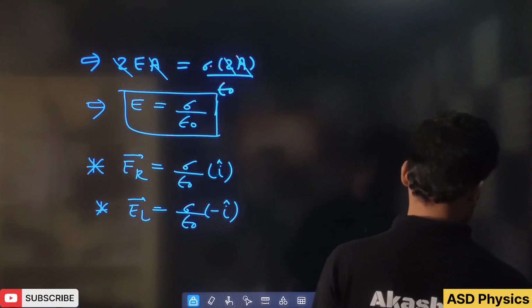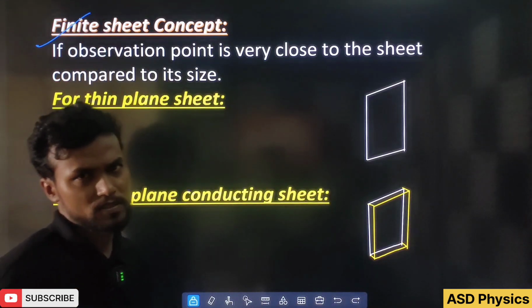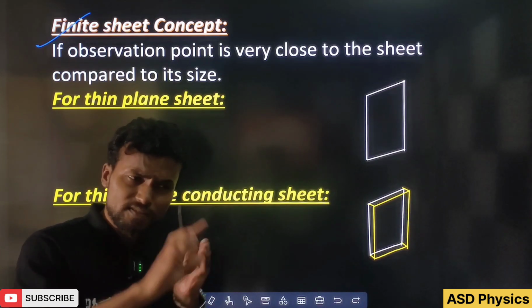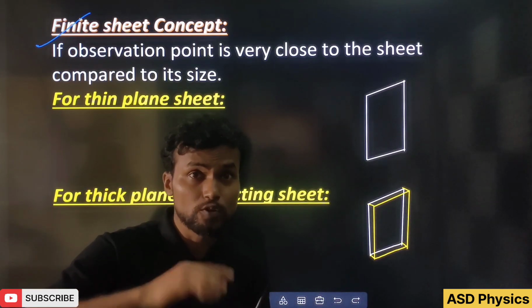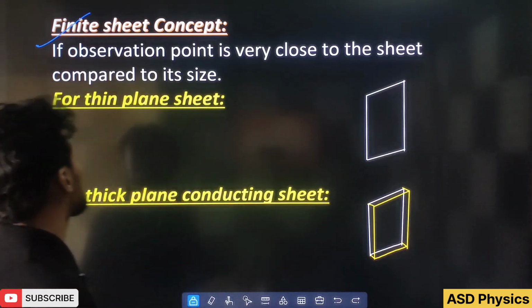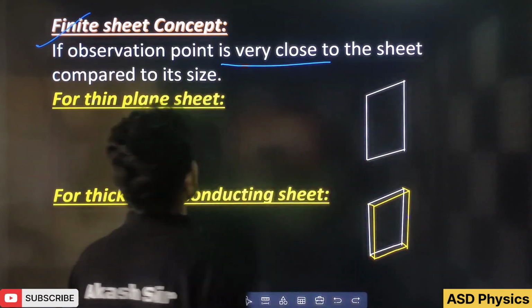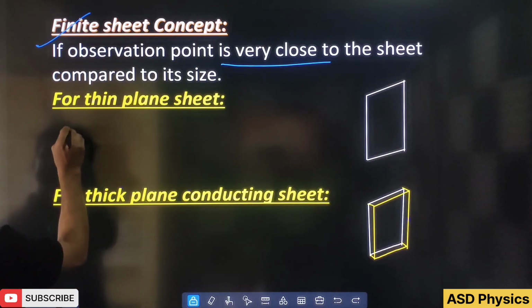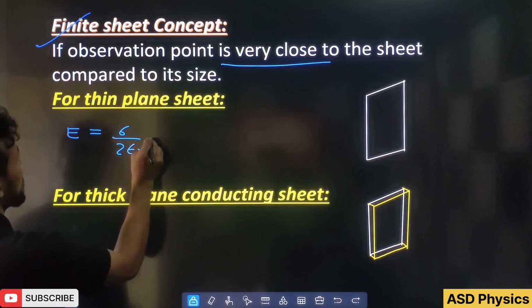Now we are going to see one very interesting thing, the finite sheet concept. Because as I told you, there is nothing like an infinite sheet. Always sheets are finite, but what will happen? The observation point is very close compared to the size of the sheet. So if the observation point is very close to the sheet compared to its size, then for the thin plane sheet, you know very well, the electric field formula is what? Sigma by 2 epsilon naught.